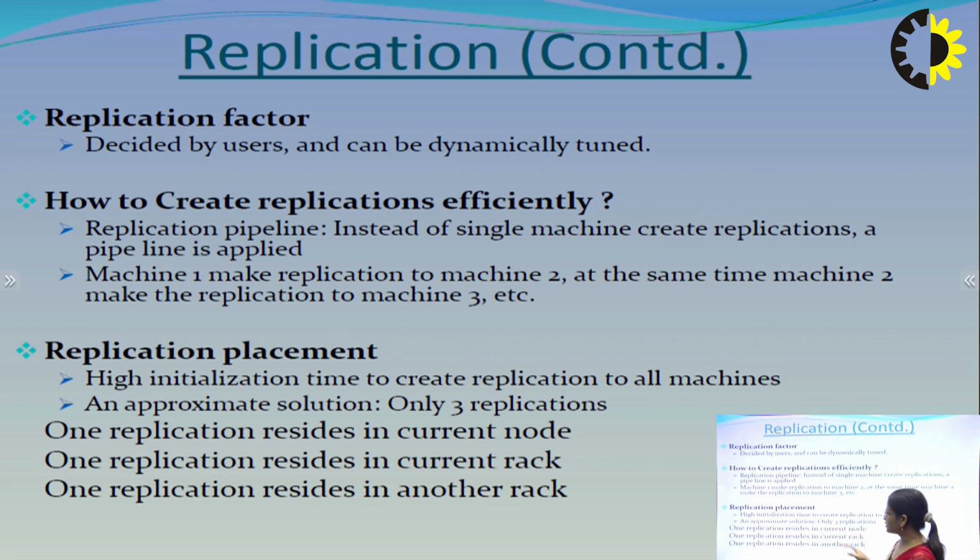Then replica placement, how replicas are placed in data nodes. Here there is a high initialization time to create replicas on all machines, so an approximate solution is used. That means only 3 replicas are required. First, one replica resides in the current node, the second copy resides in the current rack, and the third copy in another rack. So that is how 3 replicas are stored in data nodes: first in the current node, second in the current rack, and third copy in another rack.